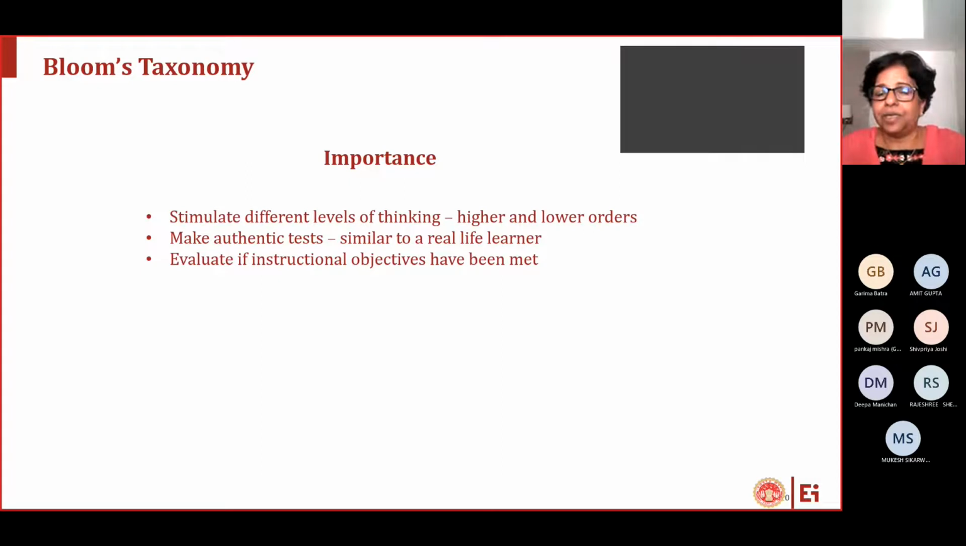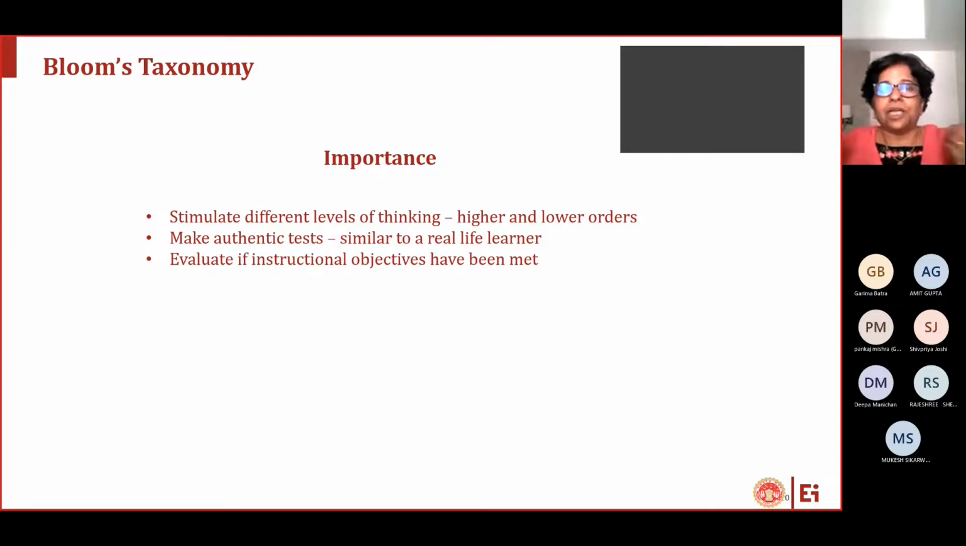So in that sense, it's very important to have a balance of questions. And the second thing about using Bloom's taxonomy is to make a test more authentic. When we say more authentic, it's more relatable to real life. In a real life situation, a child encounters many contexts where they are required to use different cognitive skills.